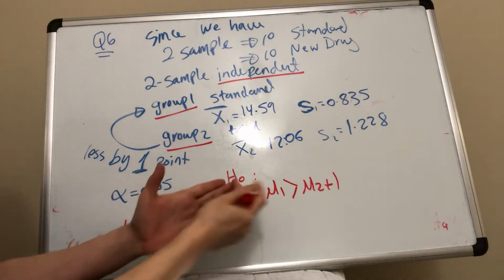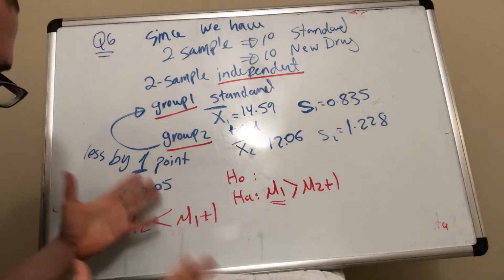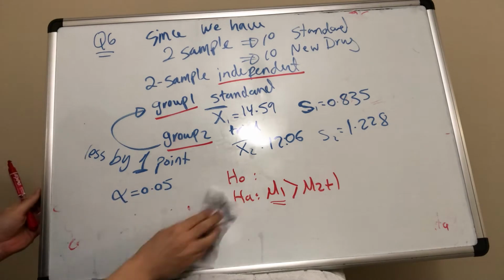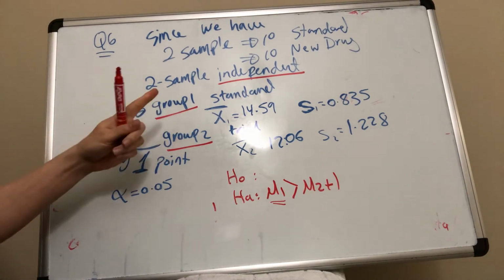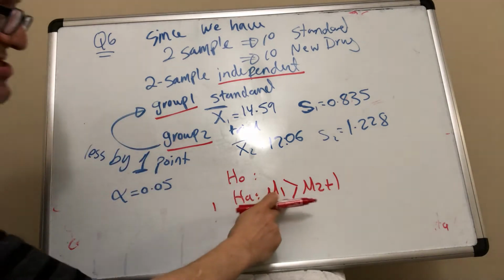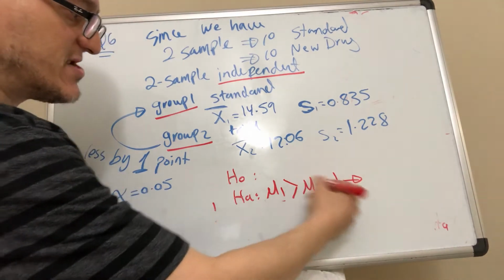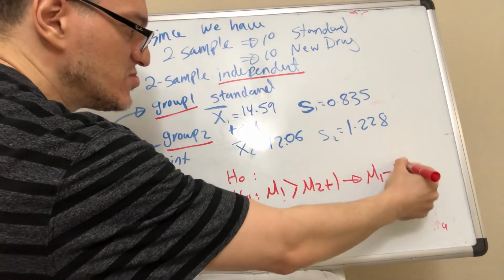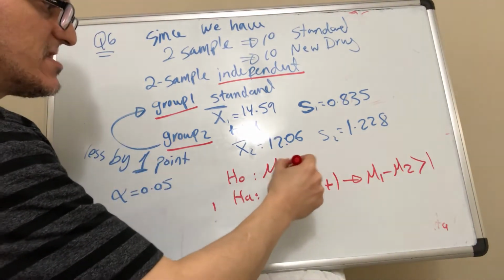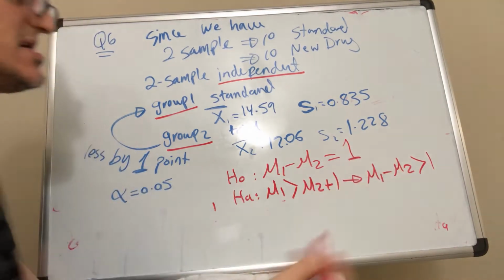But I'm doing this with regard to, because we call the standard group 1, and it's easier to work with positive than negative. So if you're testing group 2 less than group 1 by 1 point, it's the same as saying group 1 more than group 2 by 1 point. So I want to see if group 1 is more than group 2 by 1 point. And if we bring this over, it will be mu1 minus mu2 greater than 1. And H0 is always equal, but since we have 1, we say equaling 1.